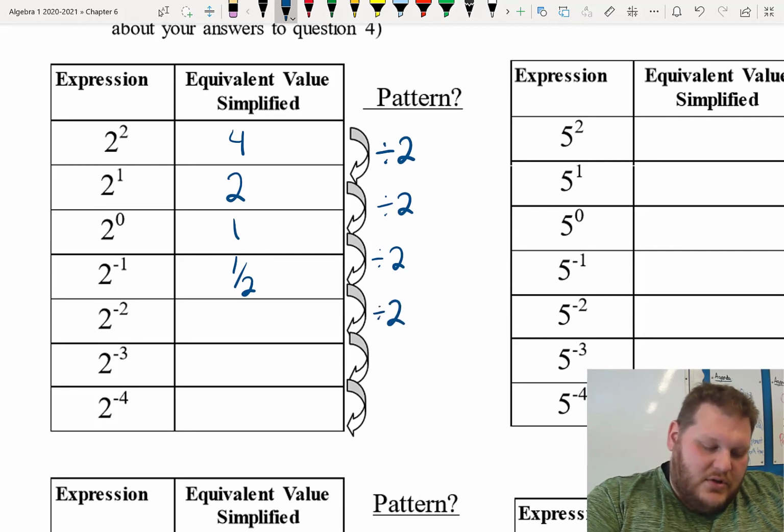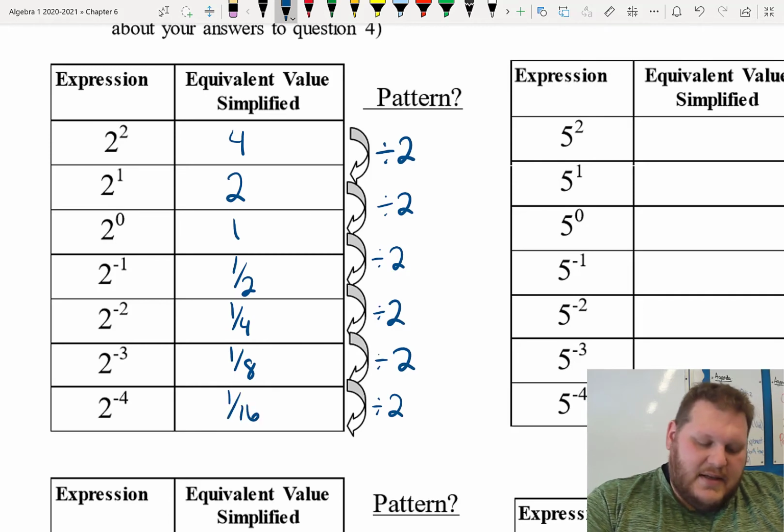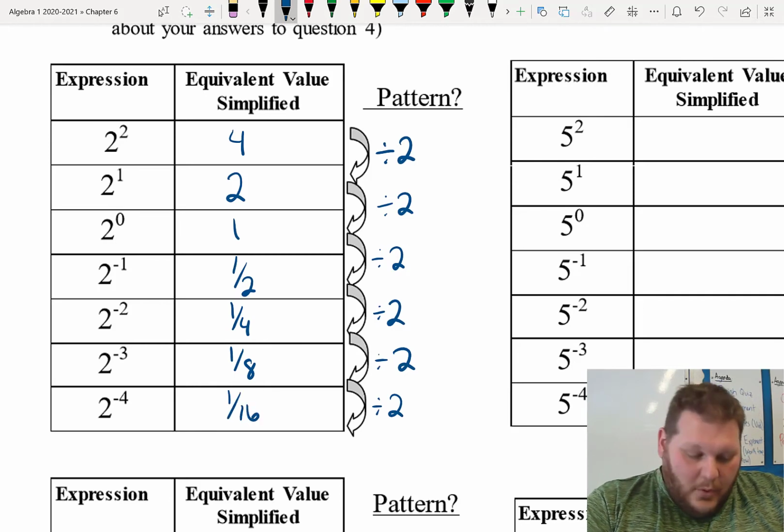A half divided by 2 is a fourth. A fourth divided by 2 is an eighth. And then an eighth divided by 2 is a 16th. A little bit weird, but using our pattern, that's what it looks like.